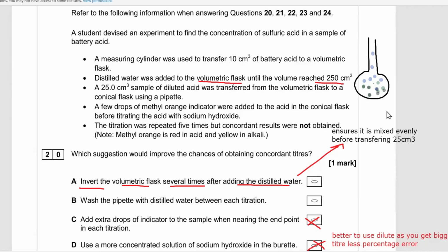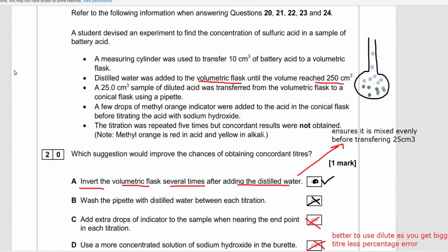It should be the same concentration as the rest of the flask. You're not just getting the water from the top that you've just added. So that is definitely going to help you get concordant results. Washing the pipette with distilled water between each titration is no good. No. You don't need to wash the pipette with distilled water. You're just diluting whatever you put in the pipette then, aren't you? You're just diluting the concentration of what's in the pipette.